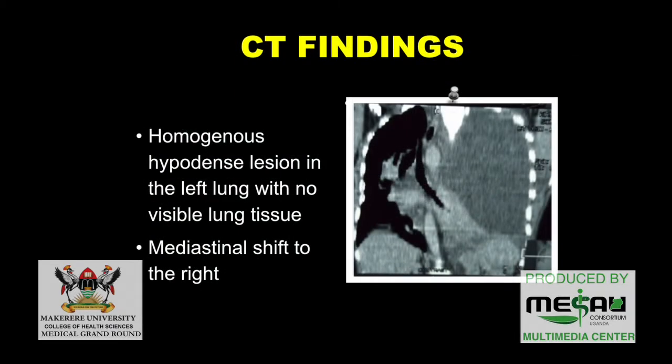This is a coronal image, the other one is axial. Still, we can appreciate the right lung, although the volume is reduced, and the hypodense lesion occupying the whole of the left lung. From this lesion, it cannot be a mass. We wouldn't say that it's a mass because of the Hounsfield units, but we still appreciate the mediastinal shift.